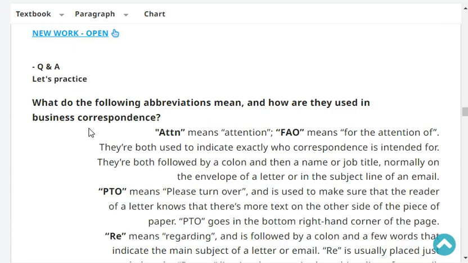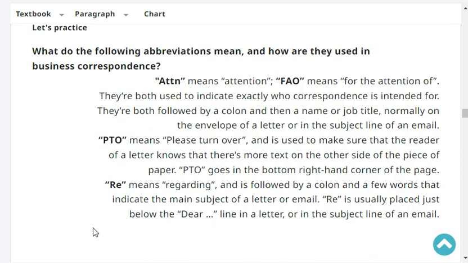Okay, so here's the long one. What do the following abbreviations mean and how are they used in business correspondence? ATTN means attention. FAO means for the attention of. They're both used to indicate exactly who correspondence is intended for.